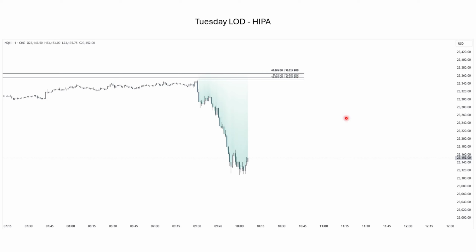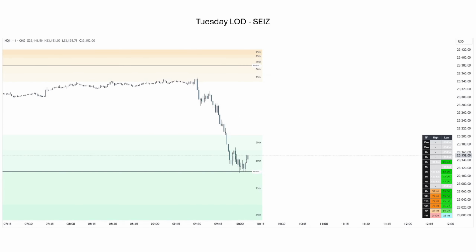Going across to HIPA, you can see again, we've taken some external range liquidity, and we have a bias to internal range liquidity signified by this green gradient showing up. On SEIZ, you can see this is the daily, and we have hit the daily medium external. So by default, if you're external to something, you've swept the previous candle.